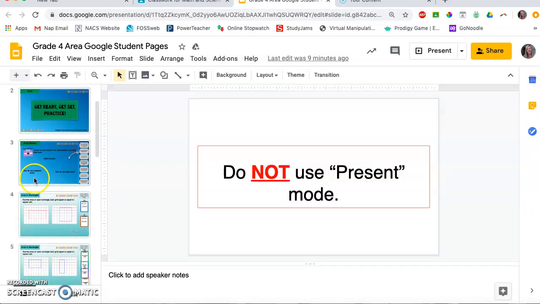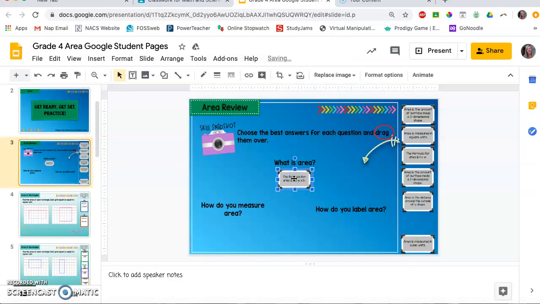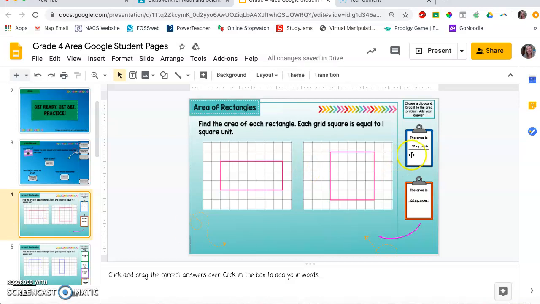So if you look here, this one says, what is the area? And it says click and drag them over. So if I think the formula for area is length times width times height, which is wrong, by the way, I would just drag my answer over, drag my answer over, and then I'd move on to the next one. This next one says, which one is which? This says the area is 21 square units. This one says the area is 25. So I would have to look.